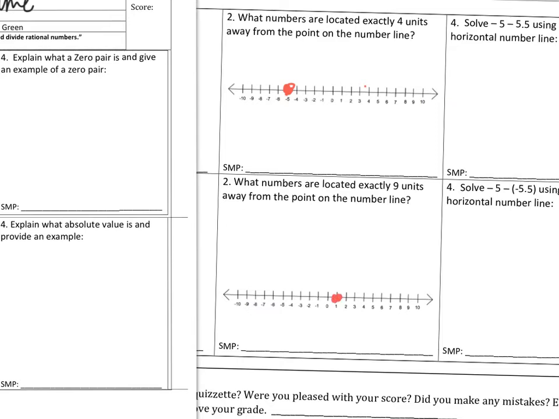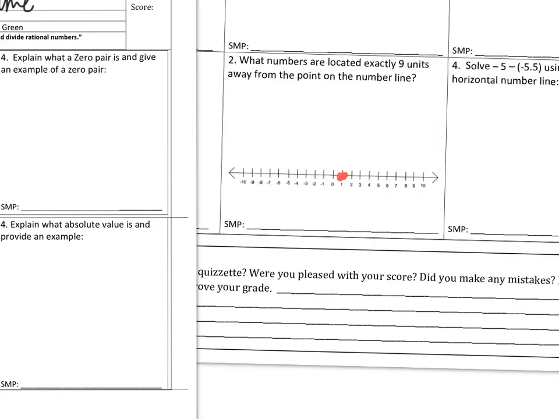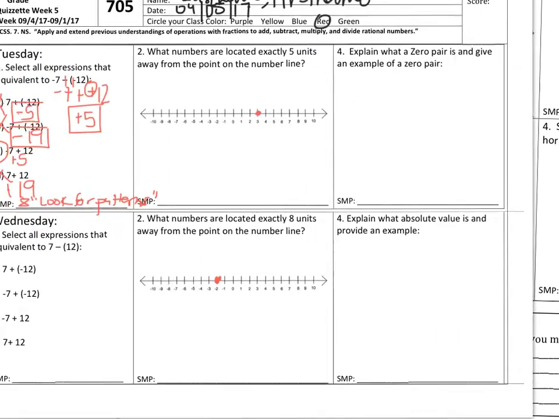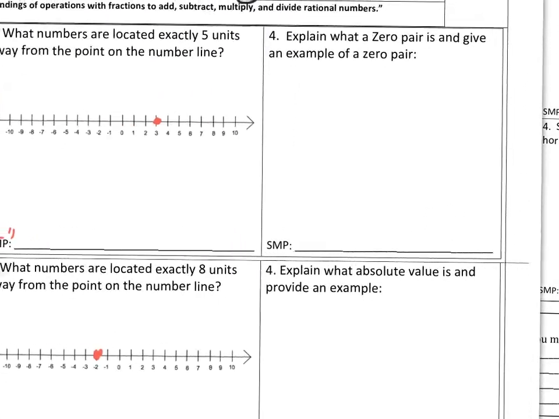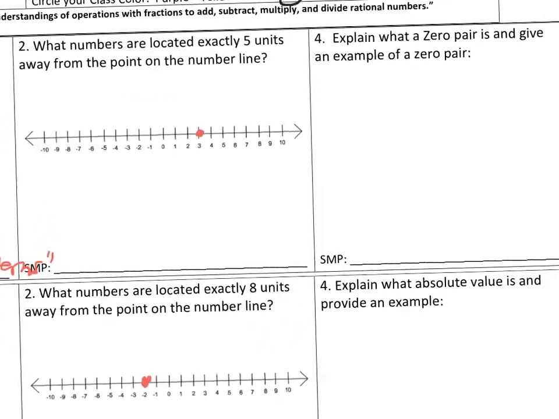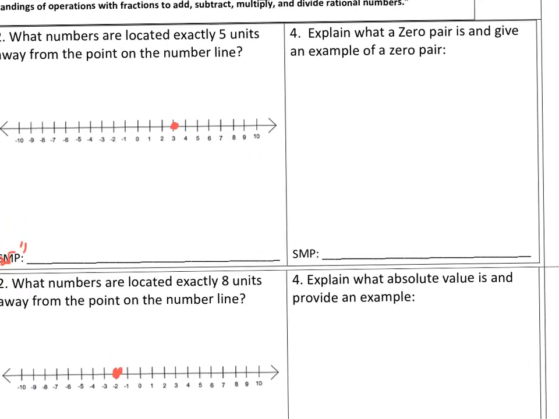Okay, and then you guys will also notice that there's a reflection on the back of the Quizzette, which is the reflection that we did last week. You guys will know what to do with that after we're done grading. So there is an error on this Quizzette, and I made this Quizzette, so I'm sorry. Number 4 is actually supposed to be number 3, so you guys can cross it out and put number 3.